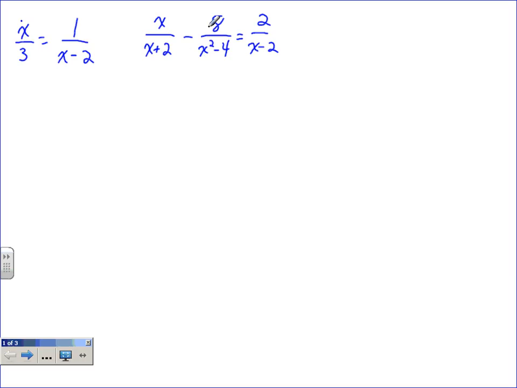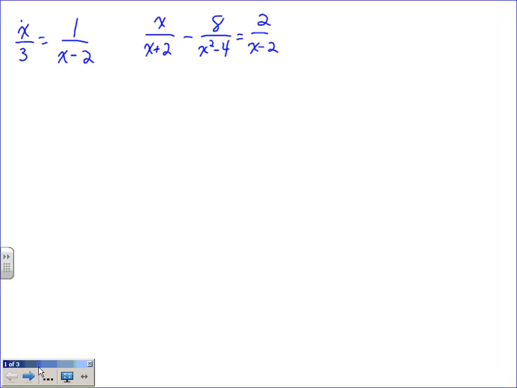All right, well, this is going to be section 8.5. We're going to be solving these equations. The first example I have on the board here.